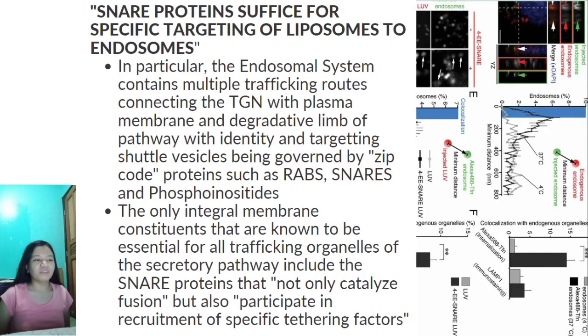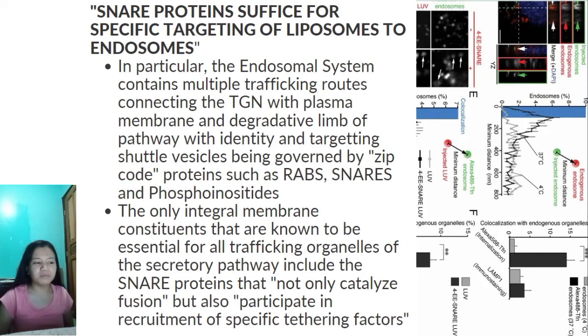So, SNARE proteins suffice for specific targeting of liposomes to endosomes. Sabi nila yung particular daw yung mga endosomal system is nagko-contain sila ng multiple trafficking routes na connected sa TGN with plasma membrane and degradative pathways, with identity and targeting of shuttle vesicles that is being governed by zip code proteins such as yung mga RABs, yung mga SNAREs, and yung mga phosphoinositides.